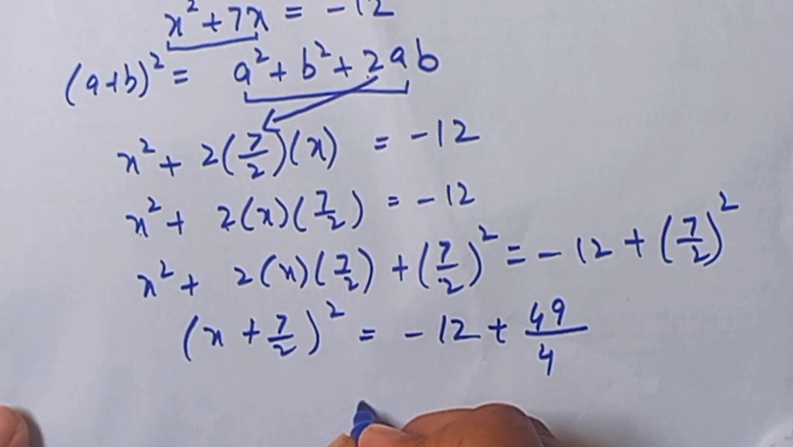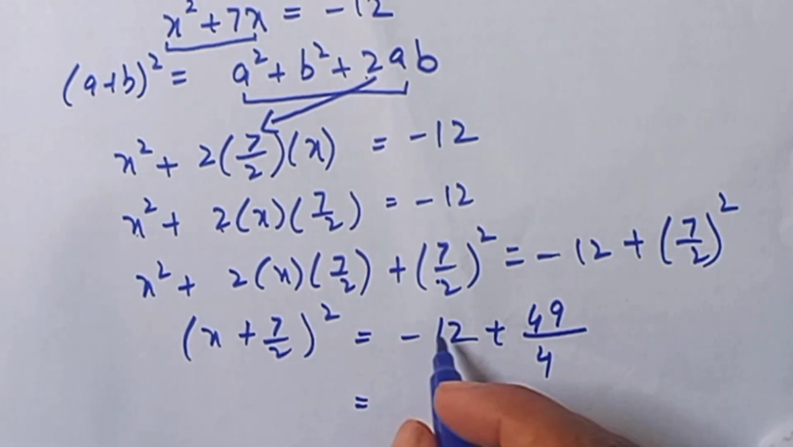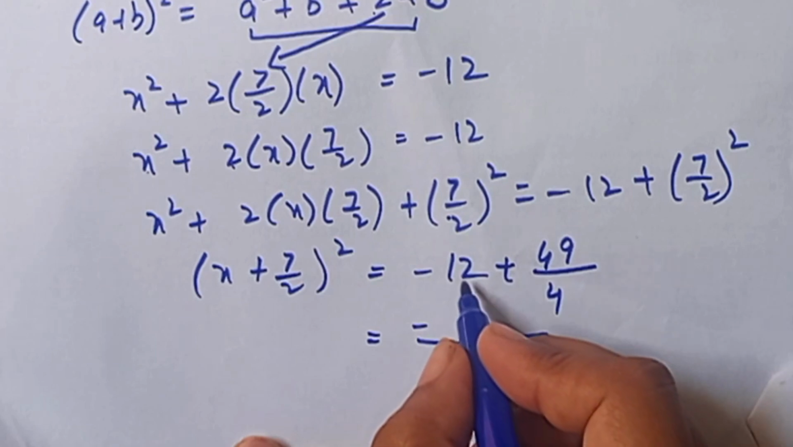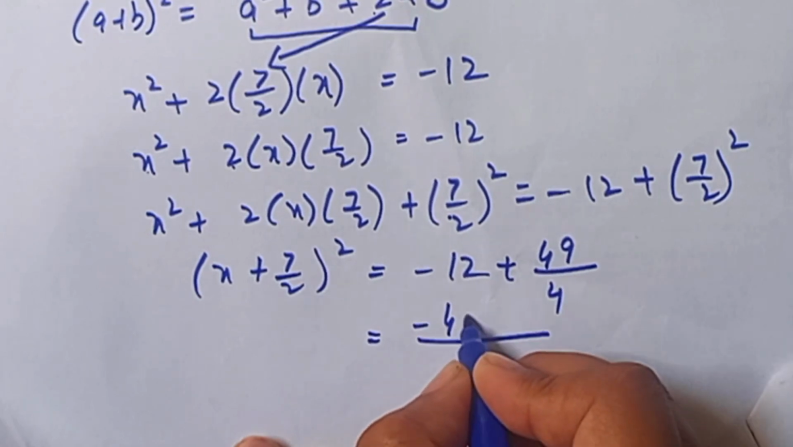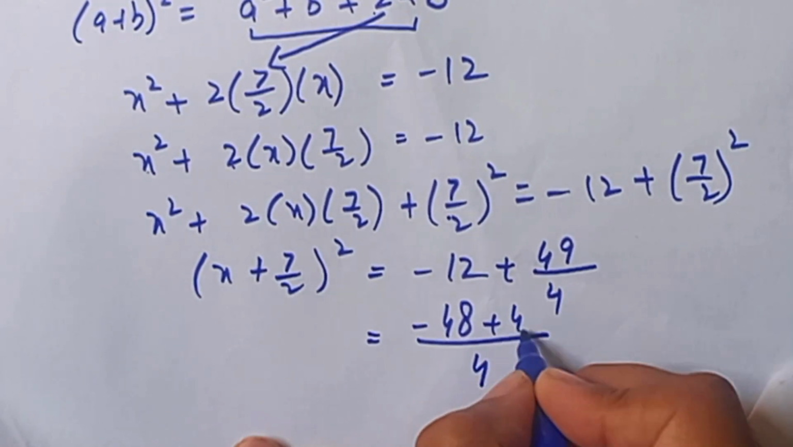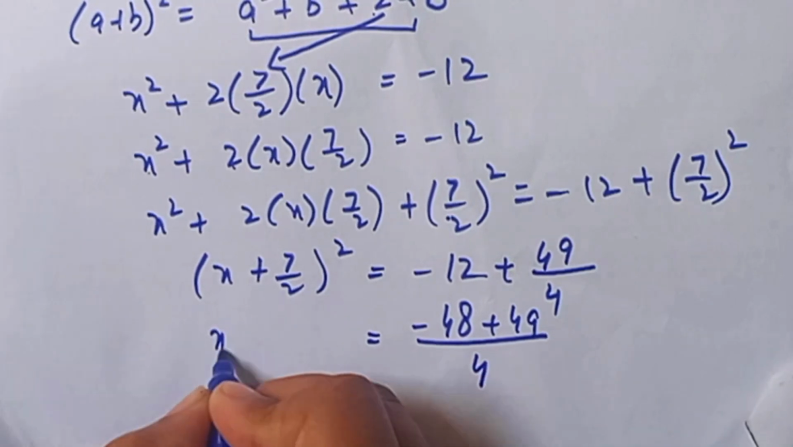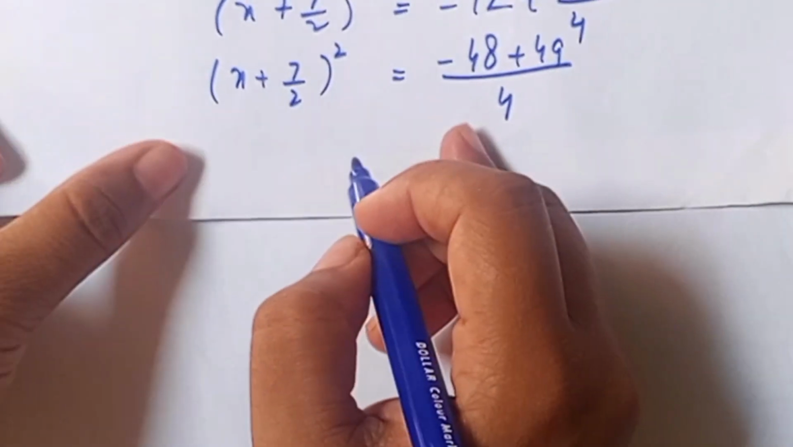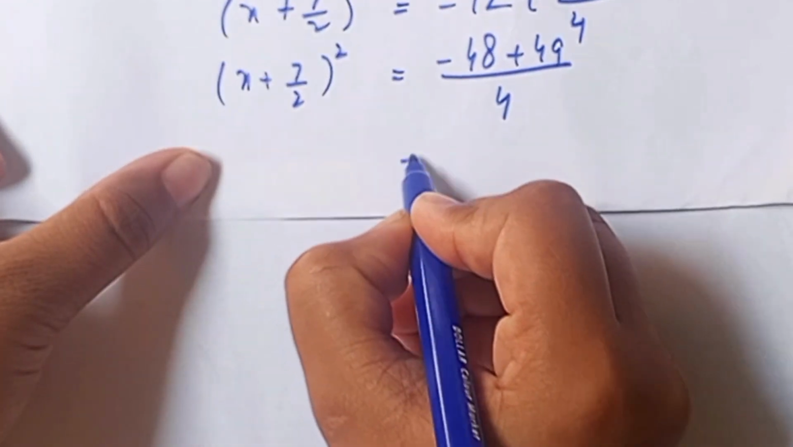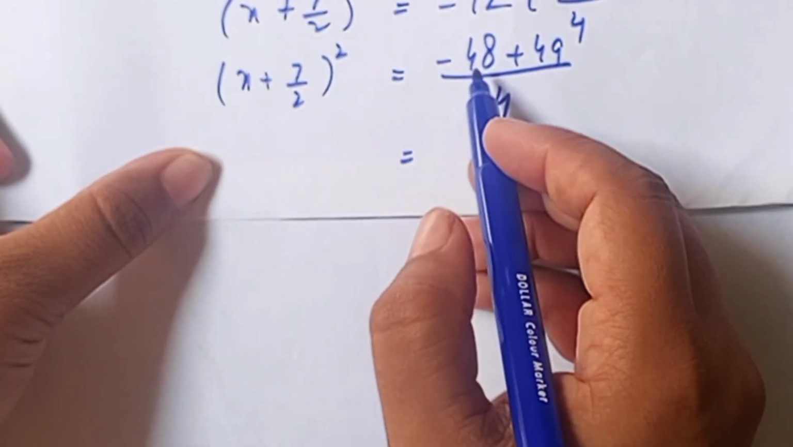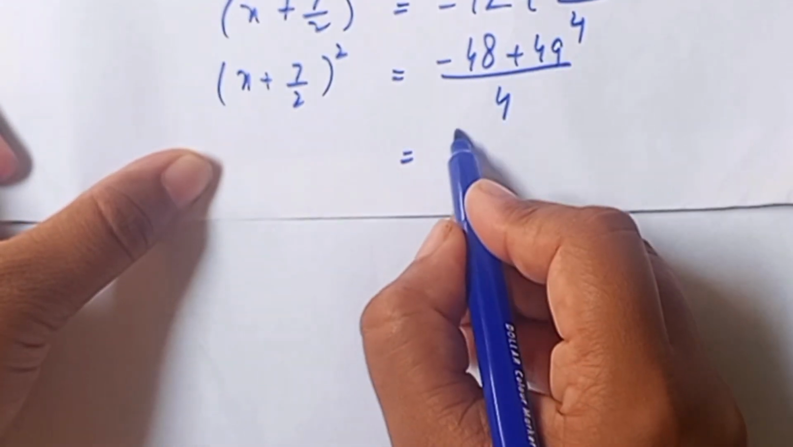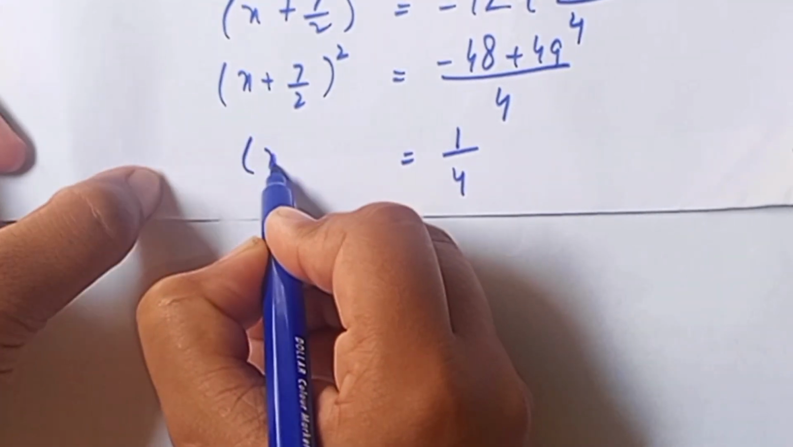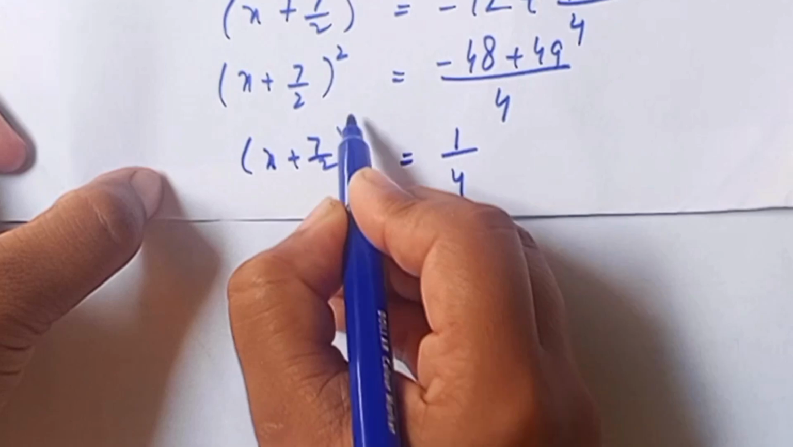And in the next step, we take the LCM. So this is 4 minus, this will become 48 plus this is 49. This is equal to x plus 7 over 2 whole square. So in the next step, this side is minus 48 plus 1. This is equal to 1 over 4. And this is x plus 7 over 2 whole square.